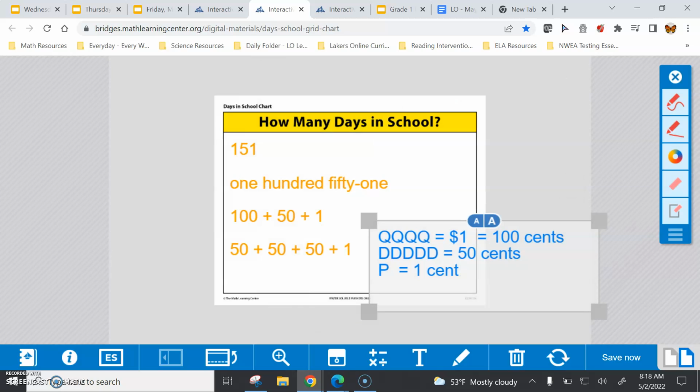to show 151. If you need to pause the video to look at all of this information again, I invite you to do that. I want to challenge you. Can you think of another group of coins that would make 151 cents or $1.51? And can you think of another math fact that we could put that would equal 151? I know you can do it. I believe in you. Off you go.